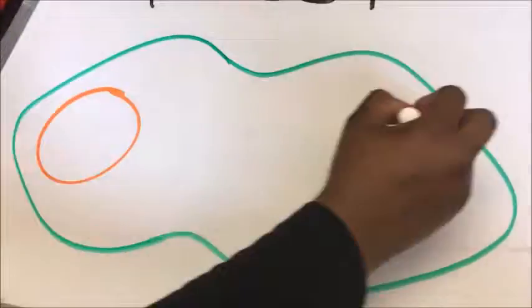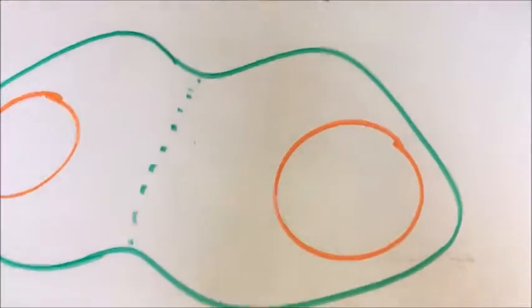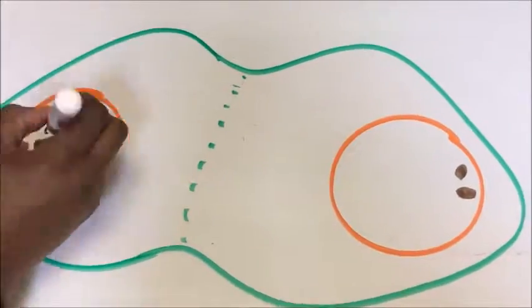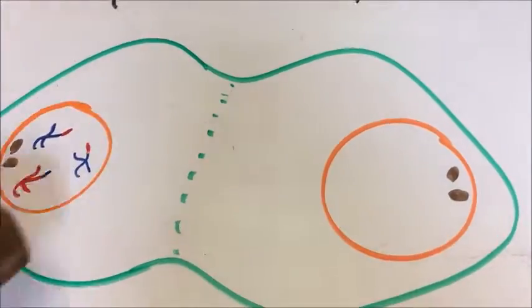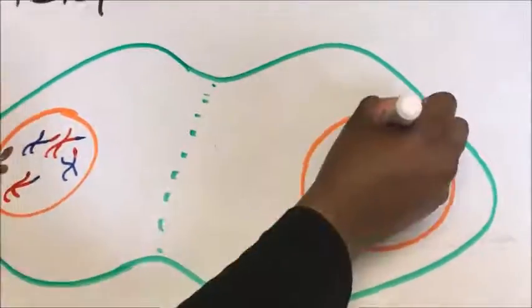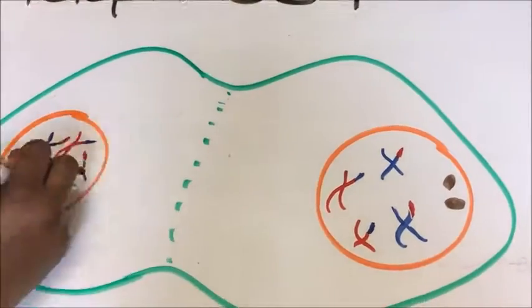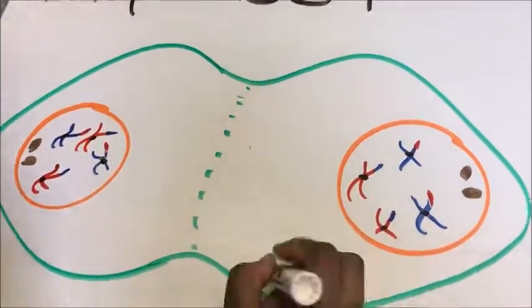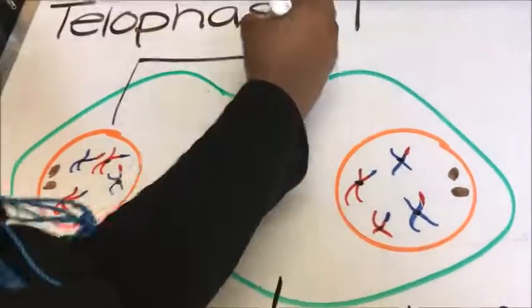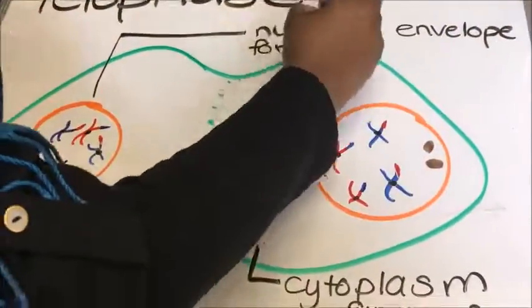We are now ready to begin telophase 1. During telophase 1, the chromosomes are already on opposite sides of the cell because of anaphase 1. The nuclear membrane reforms around the chromosomes, and the chromosomes condense back into their original chromatin form. As you can see, the shape of the cell membrane is beginning to furrow.